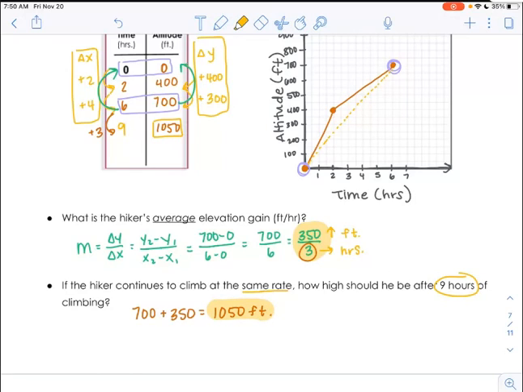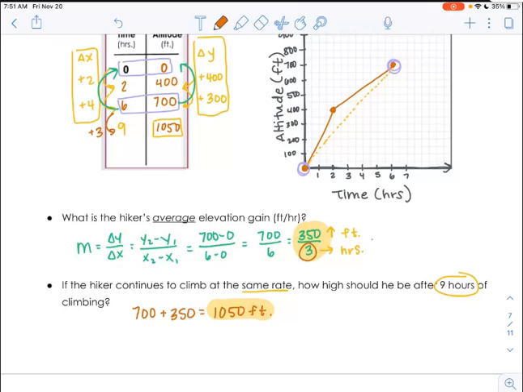One thing I want to point out that you may encounter, usually this actually just came to mind because this would not work if I said if the hiker is climbing at the same rate, how high would he be after 10 hours? Obviously, to get from 6 to 10, that would be a plus 4, not a plus 3. So this would be a little bit more difficult. When we're trying to find average rate of change, we usually are keeping our answer as an improper fraction, like I did here, 350 over 3. But we can go ahead and divide that out and get a number.